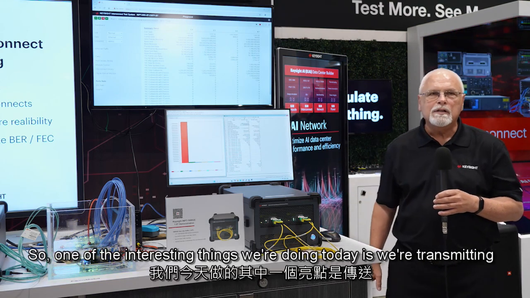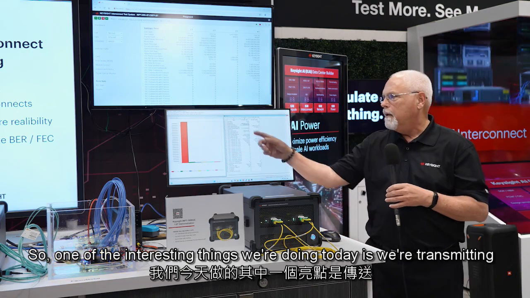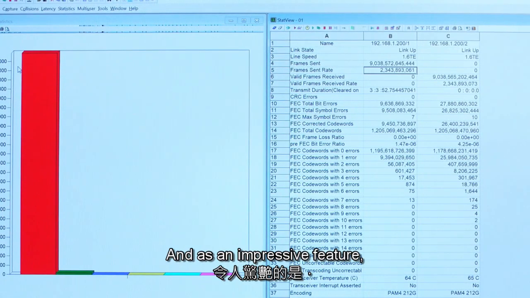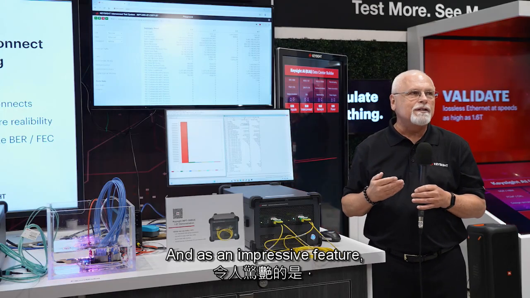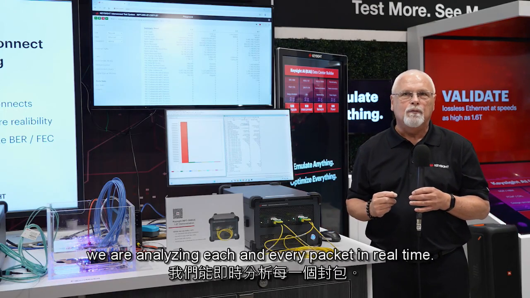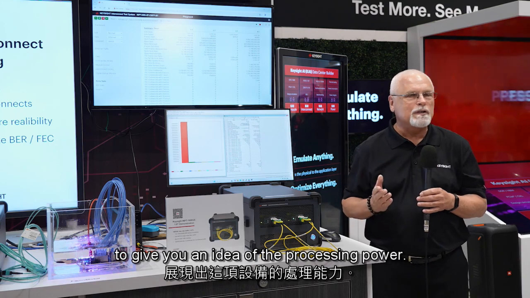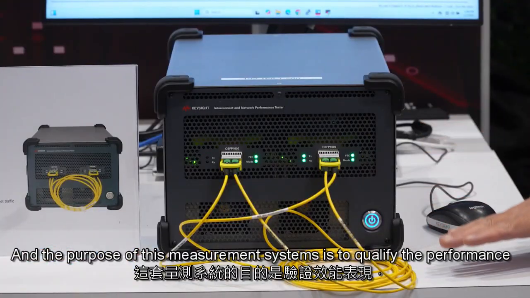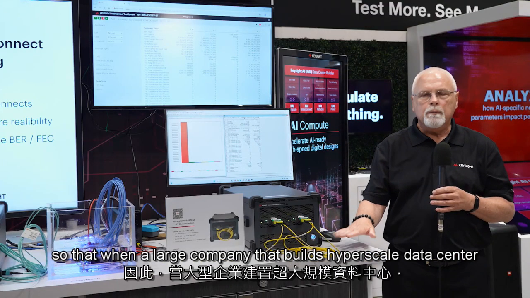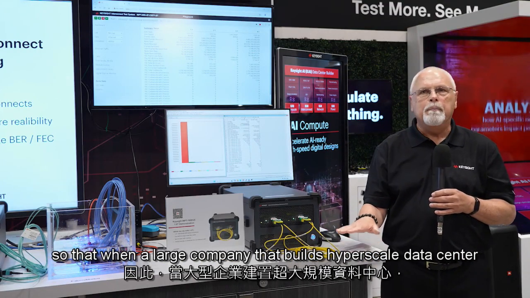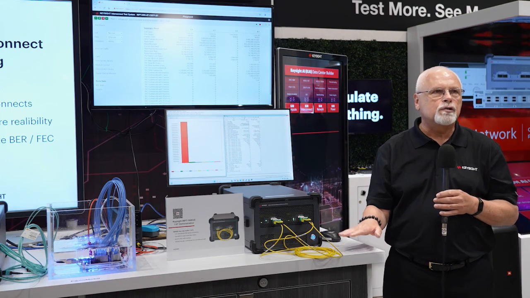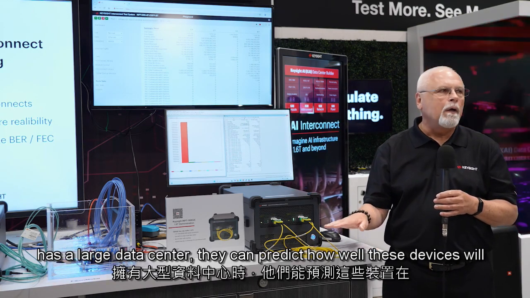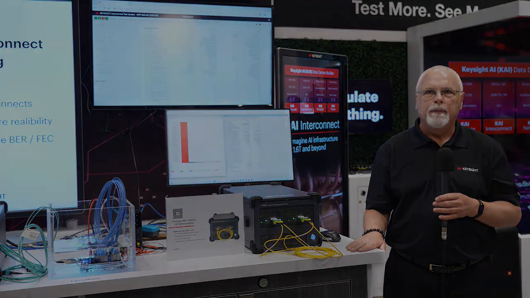So one of the interesting things we're doing today is we're transmitting 2.3 billion packets per second. And as an impressive feature, we are analyzing each and every packet in real time to give you an idea of the processing power. And the purpose of this measurement system is to qualify the performance so that when a large company that builds a hyperscale data center or a service provider has a large data center, they can predict how well these devices will work in their network.